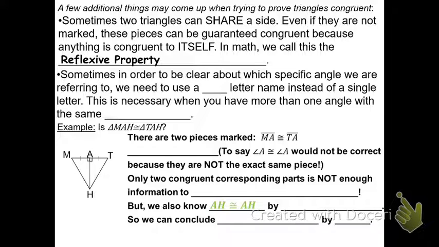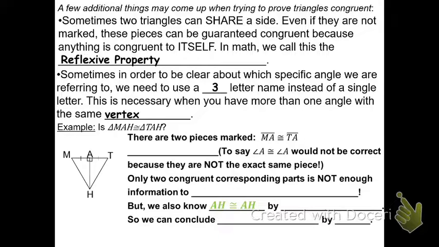Another thing to be careful about is that sometimes, in order to be clear about what specific angle we're talking about, we need to use a three-letter name instead of a single-letter name. It's necessary when there is more than one angle at one vertex. So if you have more than one angle sharing a vertex, you've got to use a three-letter name to be specific. Now here's an example down below where I've used both of these all at once.